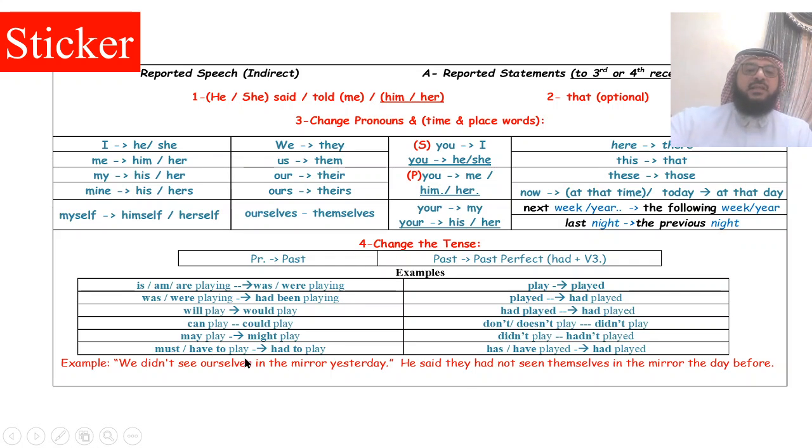اوكي، change the tense طبعا معروف، الزمن لابد يتغير. البريزنت يتحول الى past، هذه الخلاصه. اي مضارع يتحول لماضي. طيب الباست يتحول الى past perfect. اوكي، شوف معي امثله، هذه امثله مو حصر يعني، هذه بس مجرد امثله.